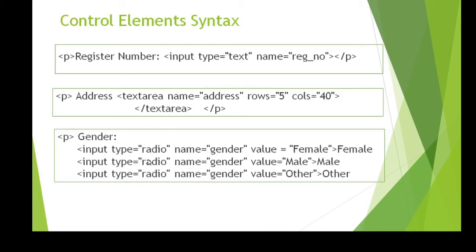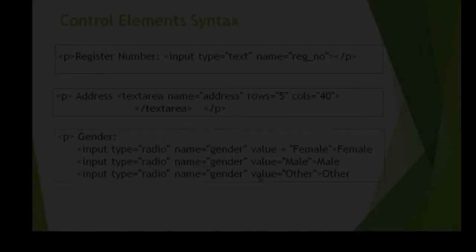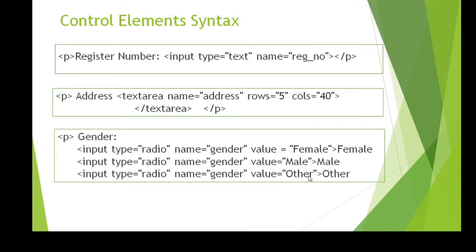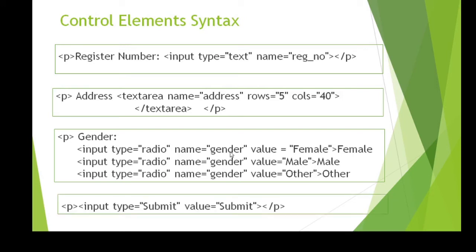And this is to display the gender. You can see that type is equal to radio and name is equal to gender. This radio button has got the name gender and different values. So the user can click female or male or other. These values will be passed through this variable name gender. And this is how we are going to give the submit button. This value will be displayed on the button.